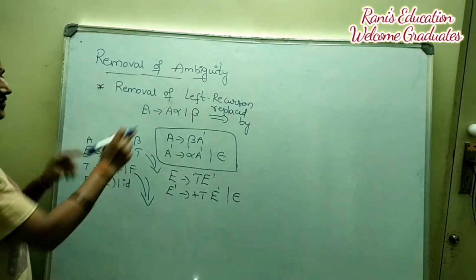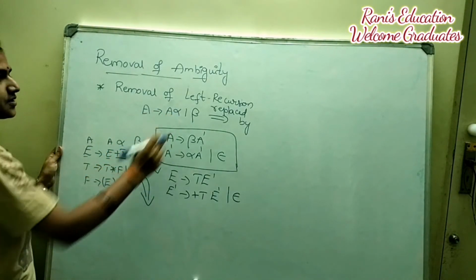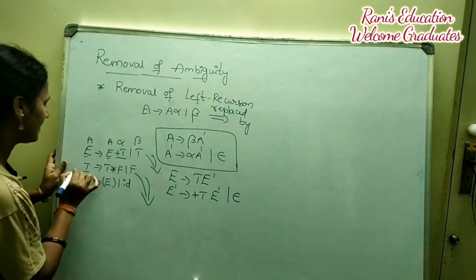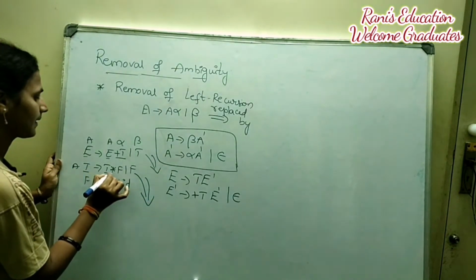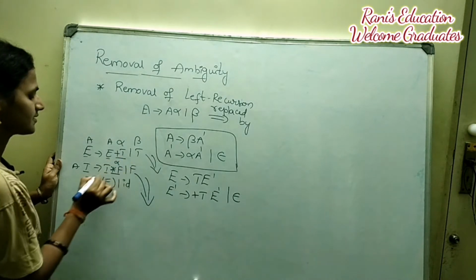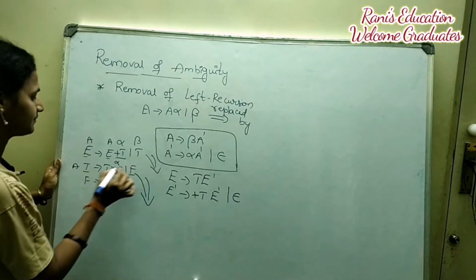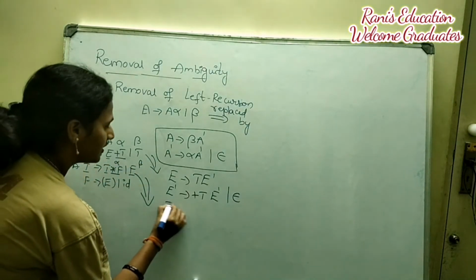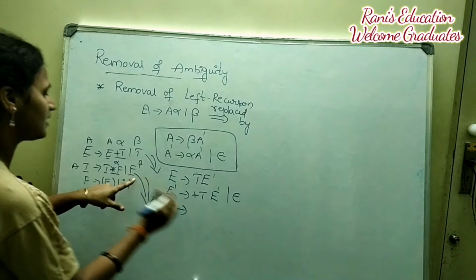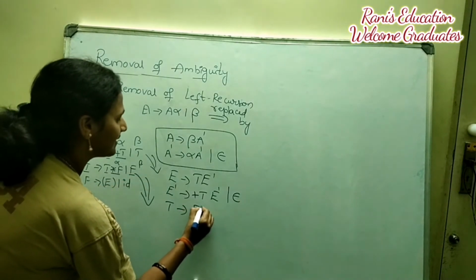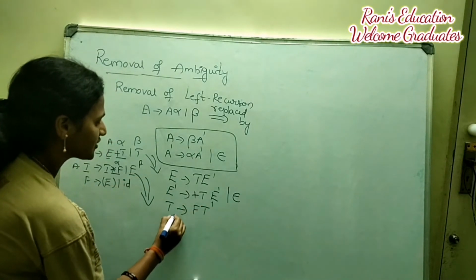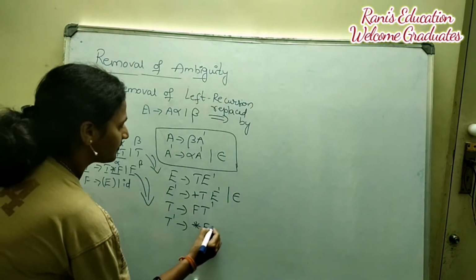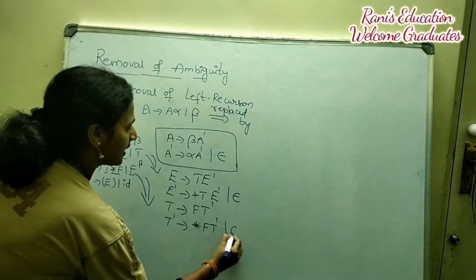Now move on to the second production. This is also of the left recursion form, so it is going to be removed. Here T is A, alpha is star F, and beta is F. Now T derives, what is beta here? F T dash. T dash derives, what is alpha? Star F T dash or epsilon.